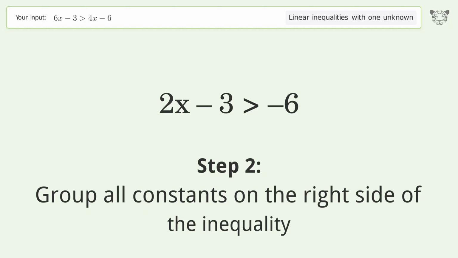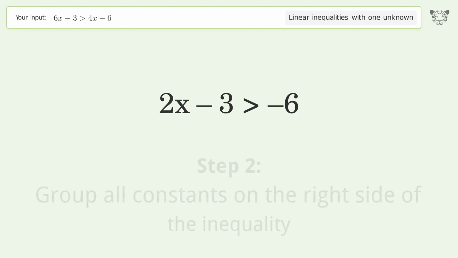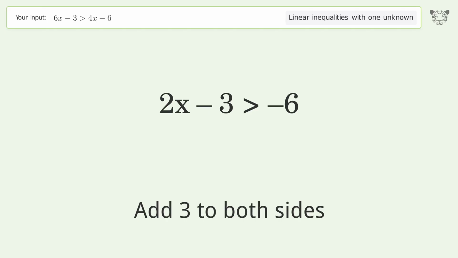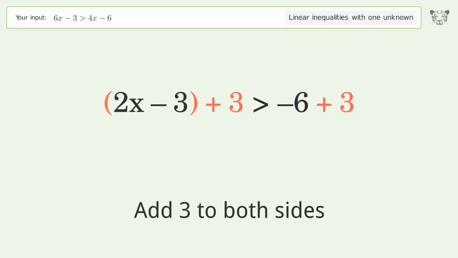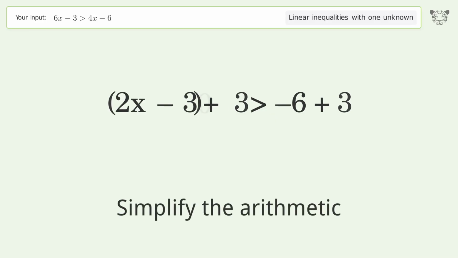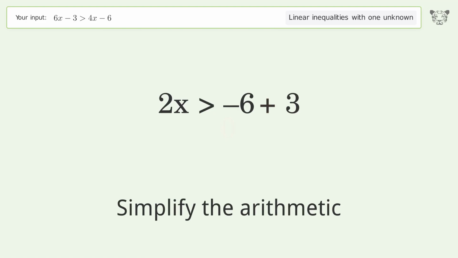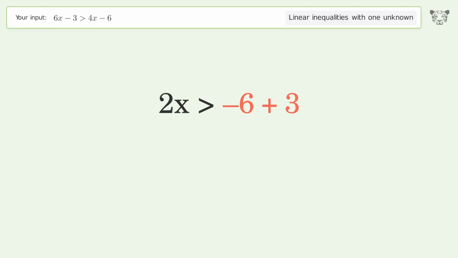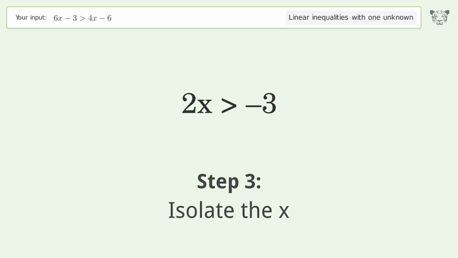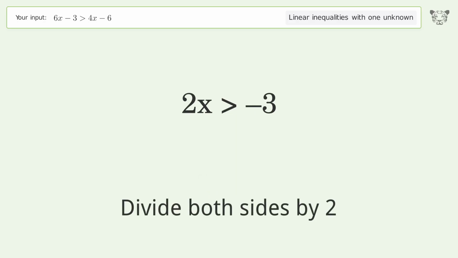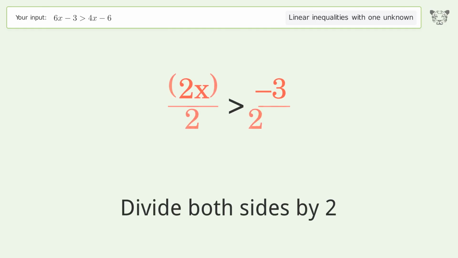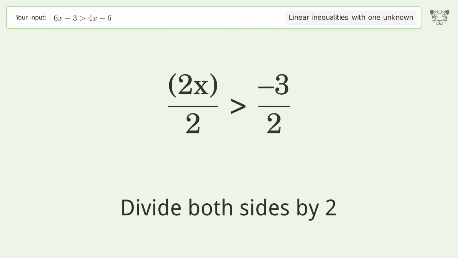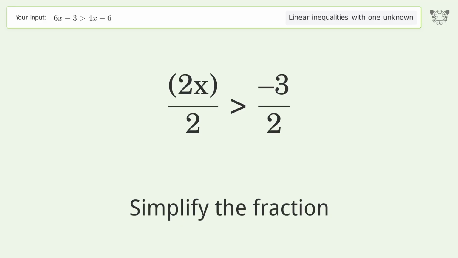Group all constants on the right side of the inequality. Add 3 to both sides. Simplify the arithmetic. Isolate the x. Divide both sides by 2. Simplify the fraction.